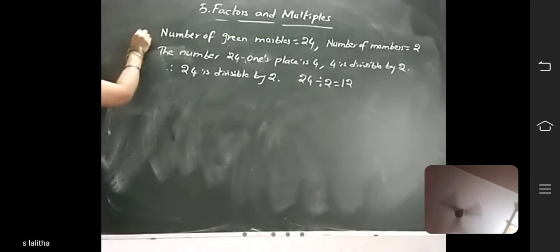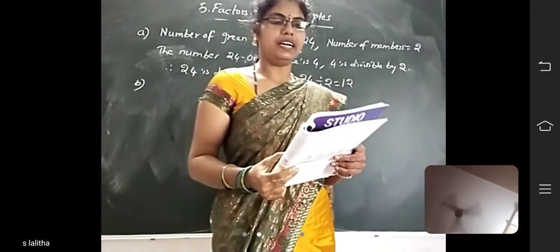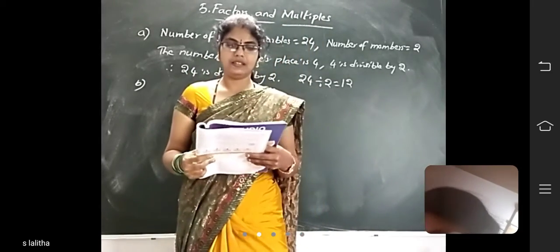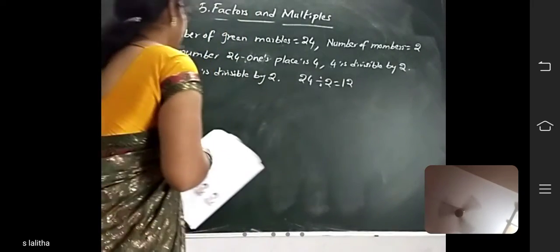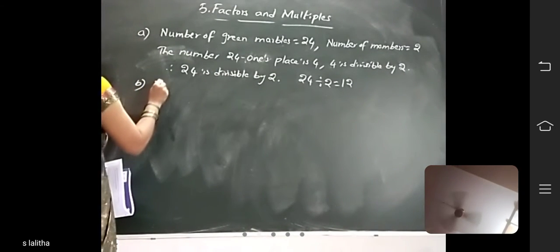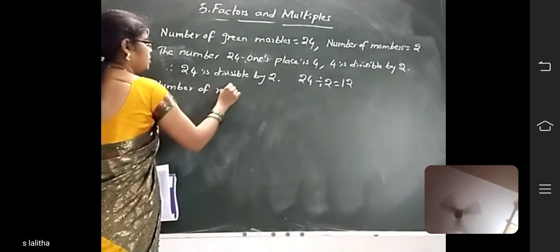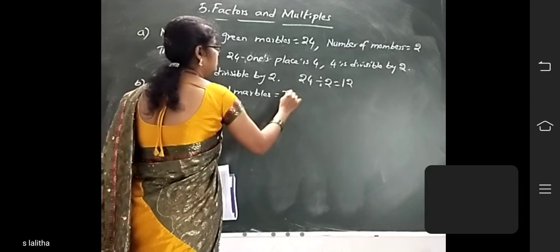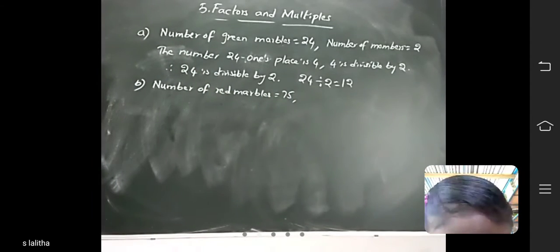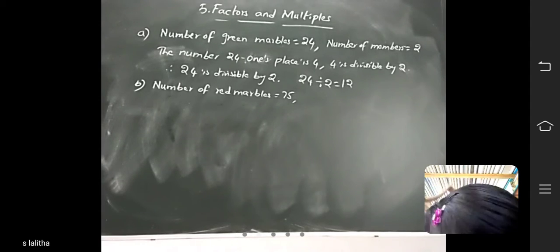Okay, next question. Sia, Alina, Tom, Ali and Kavita like red marbles. So how many red marbles are there? 75. Write down: number of red marbles equal to 75.